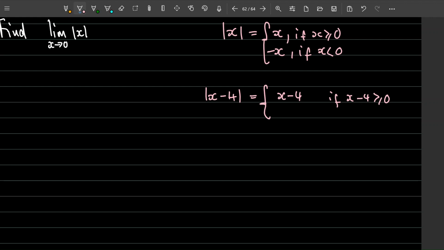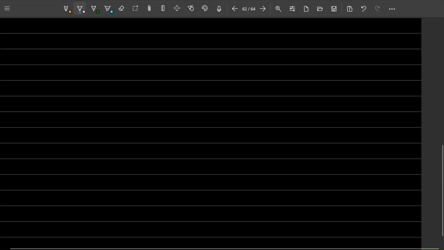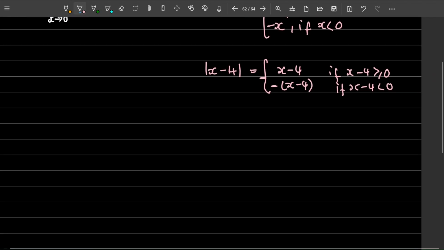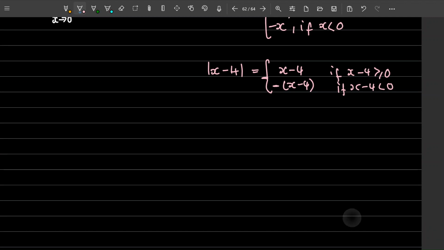What about if x minus 4 is less than 0? Then what is your absolute value? It puts a negative in front of whatever is in there. It is going to be negative of x minus 4. Make sure that we put them in a bracket when we place the negative in front, because the negative is affecting everybody. So that's how it keeps all the answers being positive.